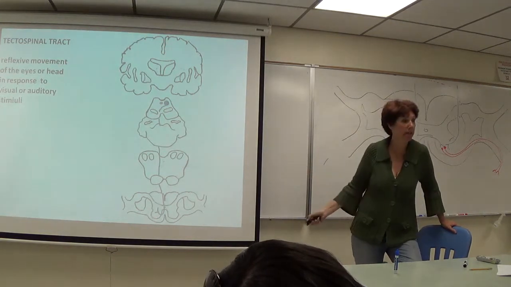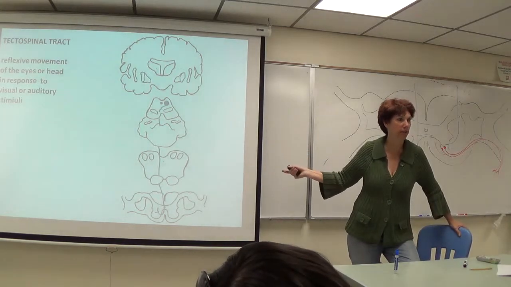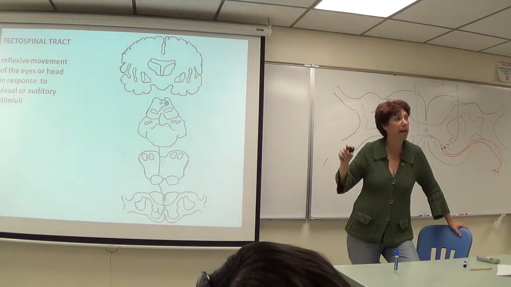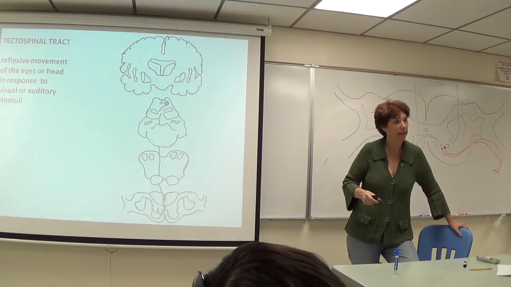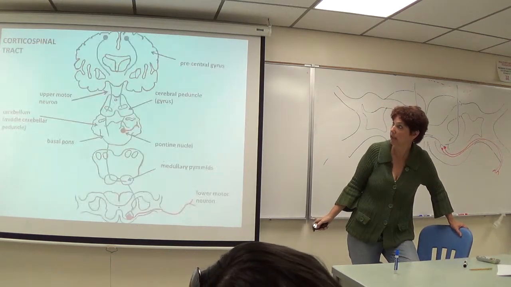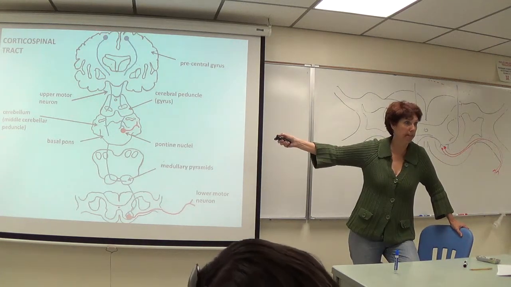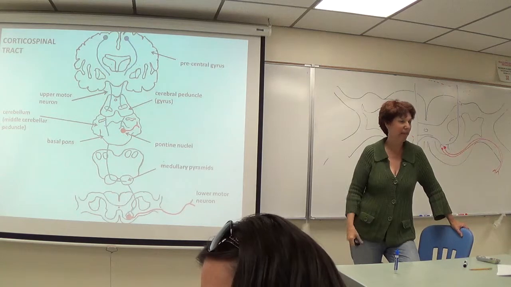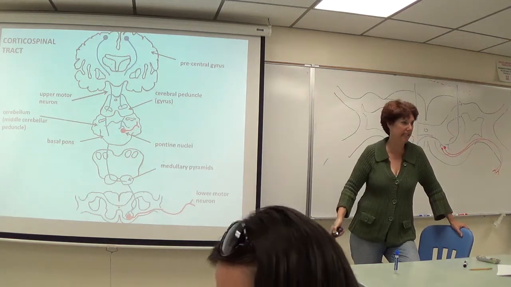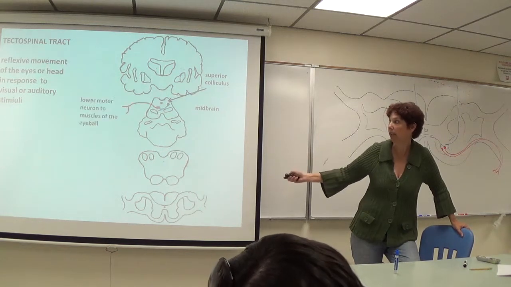So the question is about the difference between this and corticospinal. I can move my head voluntarily. If I decide I want to turn my head and look, I'm going to be using the corticospinal pathway, the origin of the upper motor neuron being in my precentral gyrus. If I'm unconscious and I turn my head because I hear a sound, I'm using this pathway.